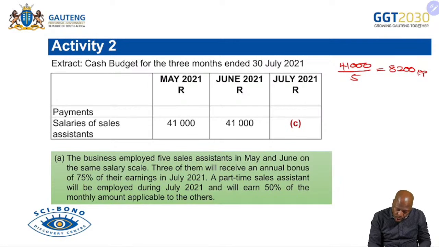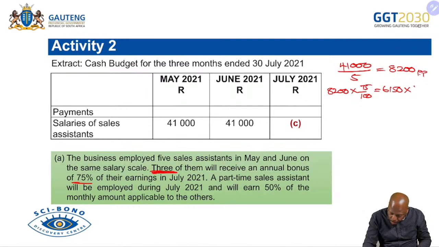All right. 3 of them will receive an annual bonus, which is 75% of their earnings in July. So it's going to be 8.2 multiplied by 75%. How much is the bonus that they're going to get? They're going to get a bonus of 6,150 per person. But how many are getting the bonus? They told us 3. So you multiply that by the 3 people who are getting the bonus. That is now going to give you an amount which is 18,450.